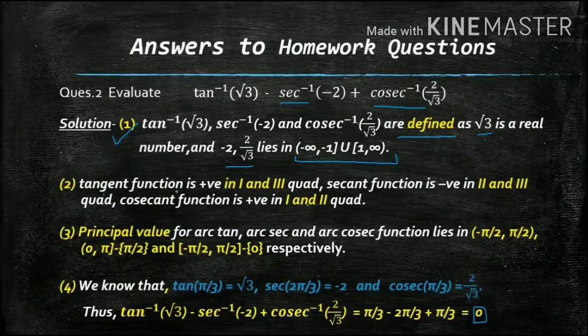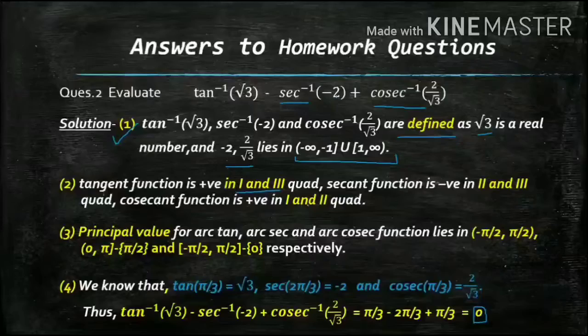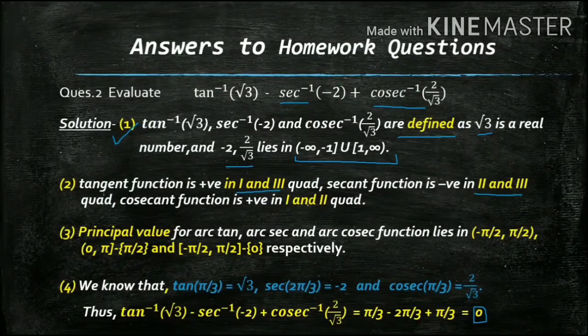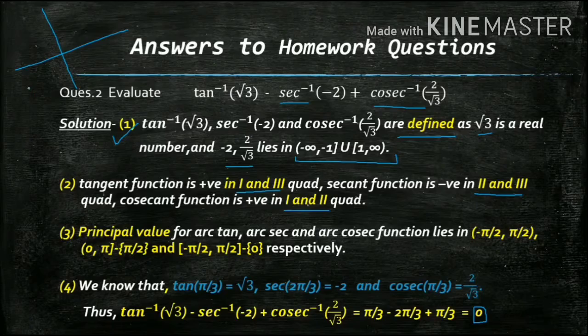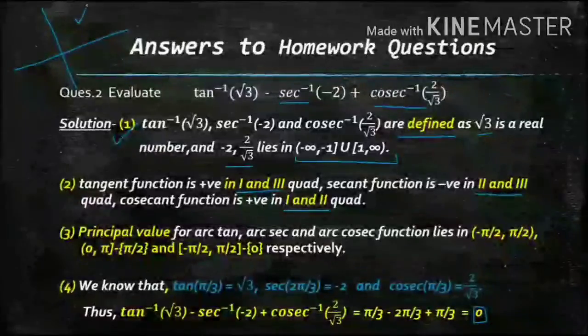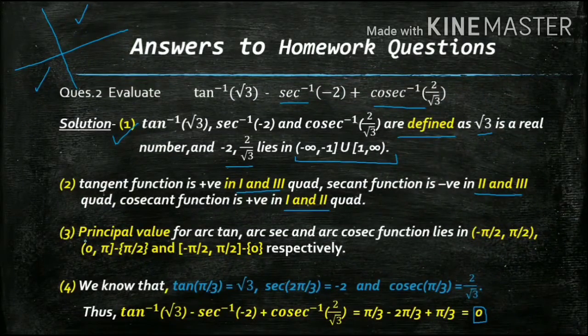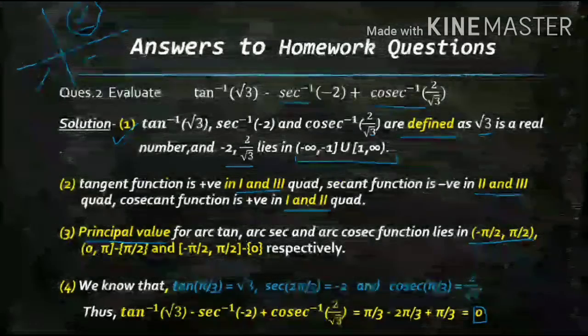Now for the second step. The tan function is positive because it is positive root 3, and you know it's in the first and third quadrant. The sec function is negative 2, so it's negative in the second and third, and cosec is positive in the first and second. Let me draw one by one. Suppose I am finding for the tan function first. It's positive in the first and the third quadrant, and the principal value is the open interval minus pi by 2 comma pi by 2, which lies in the fourth and the first. So the common one is the first quadrant.